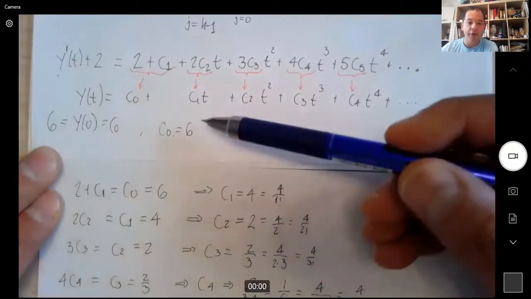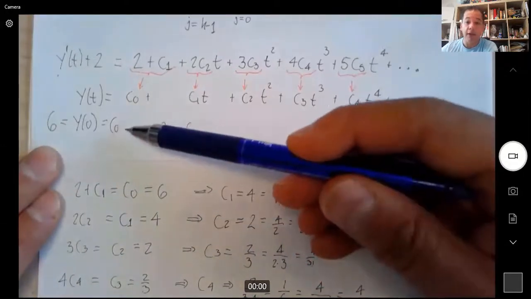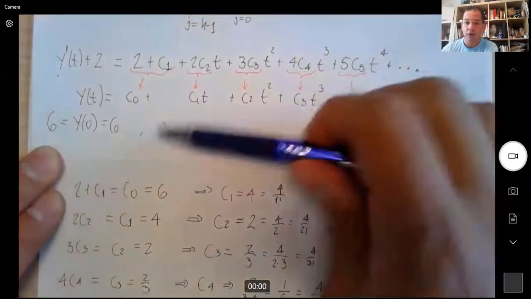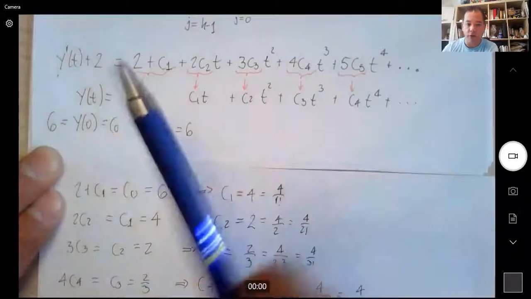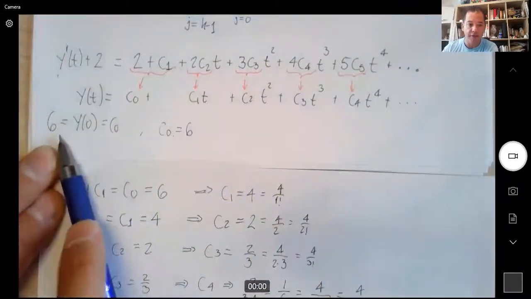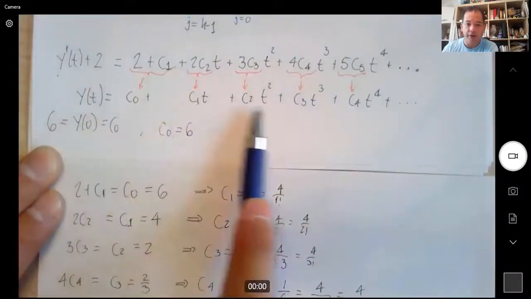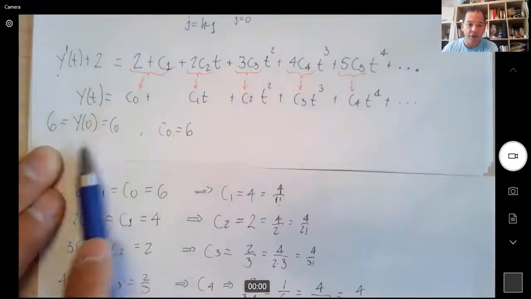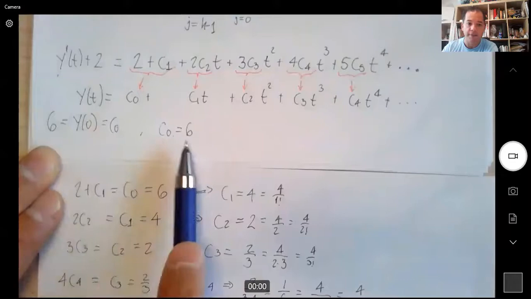Now c0, we figured it out from the initial condition. So the initial condition was that when you plug in 0, you get 6. So when you plug in 0, everything here cancels except c0. So c0 then has to be 6. That's how we figure out c0.